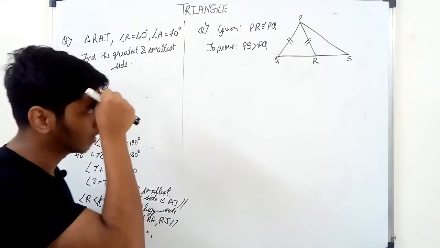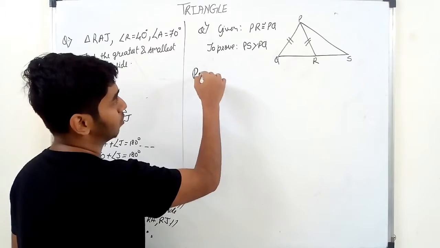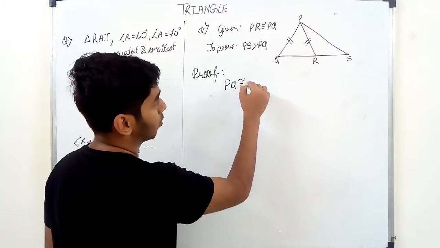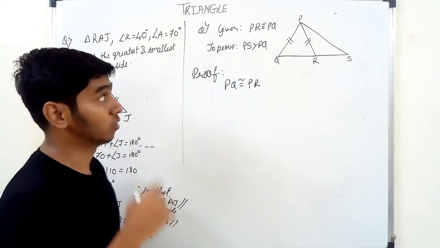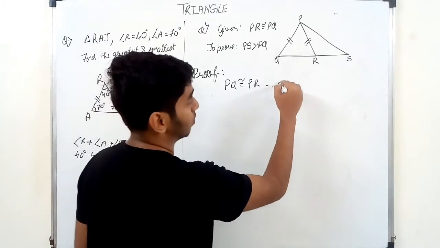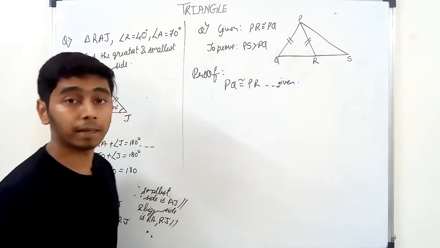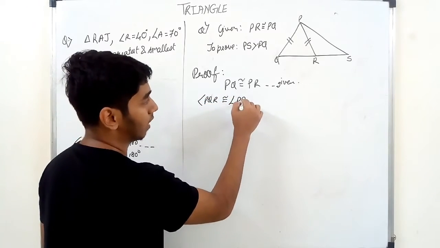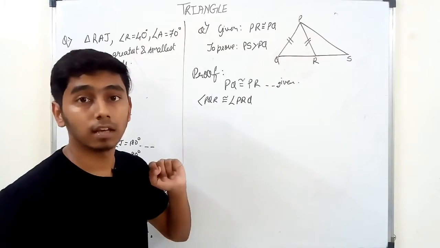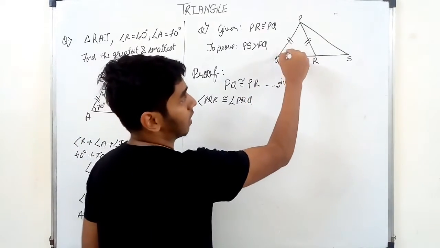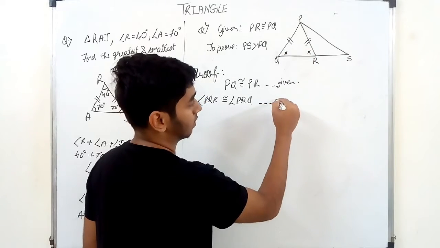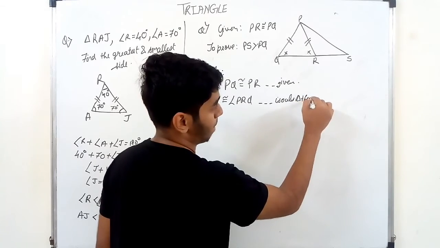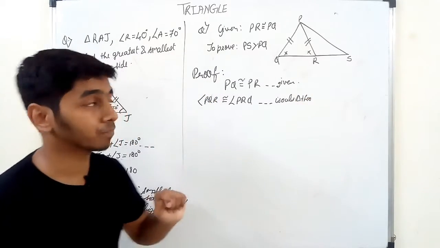So let's see how we do it. Okay, so let's start with the proof. Here PQ is congruent to PR. Yes or no? Because it is given. So we'll write given, correct? Then we can say angle PQR is congruent to angle PRQ. Why is this? Because of the isosceles triangle. So this angle and this angle, they both are congruent. So, isosceles triangle theorem.